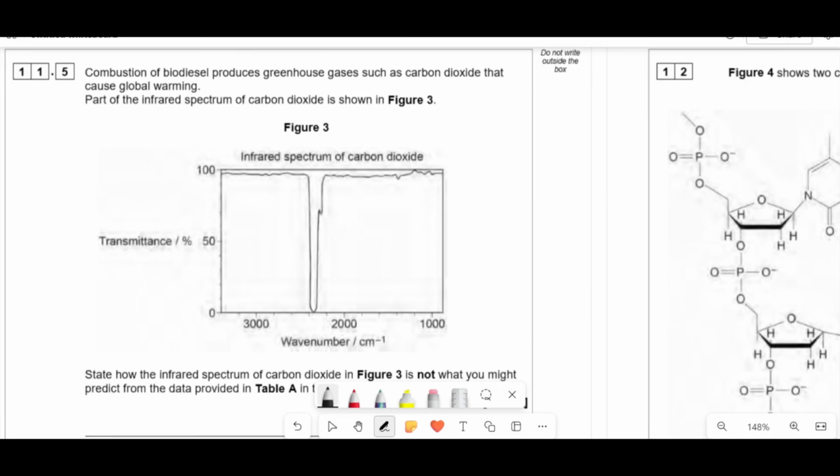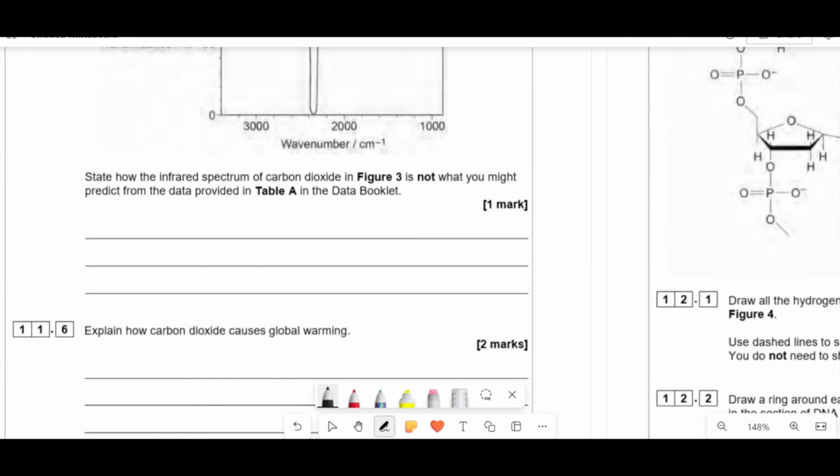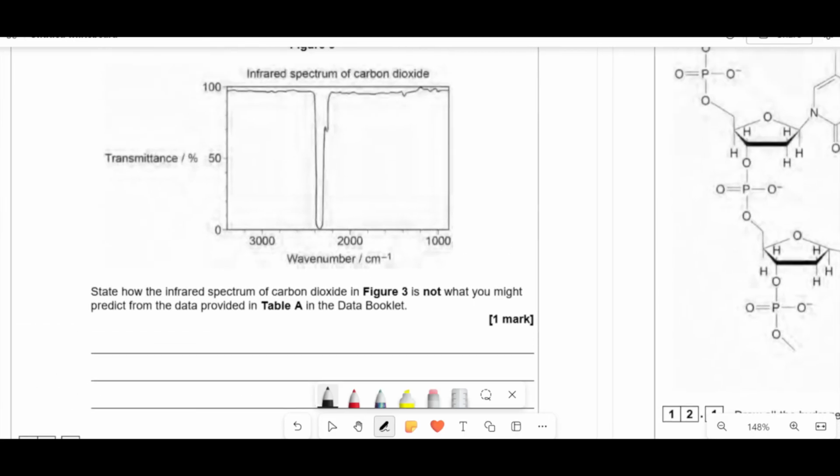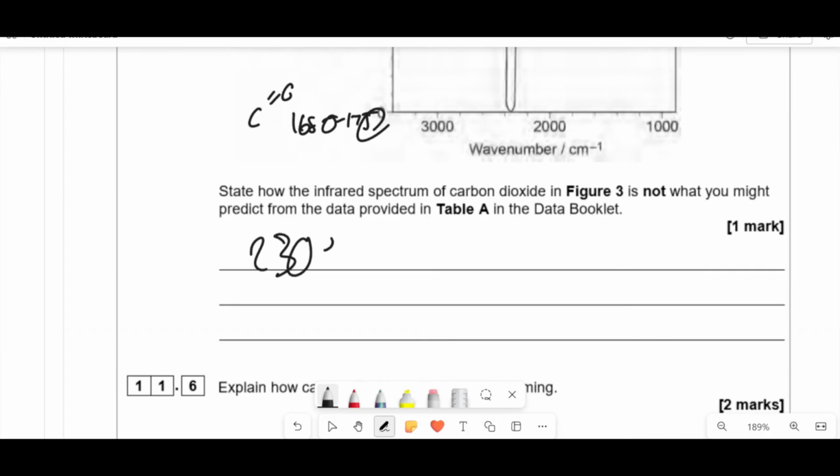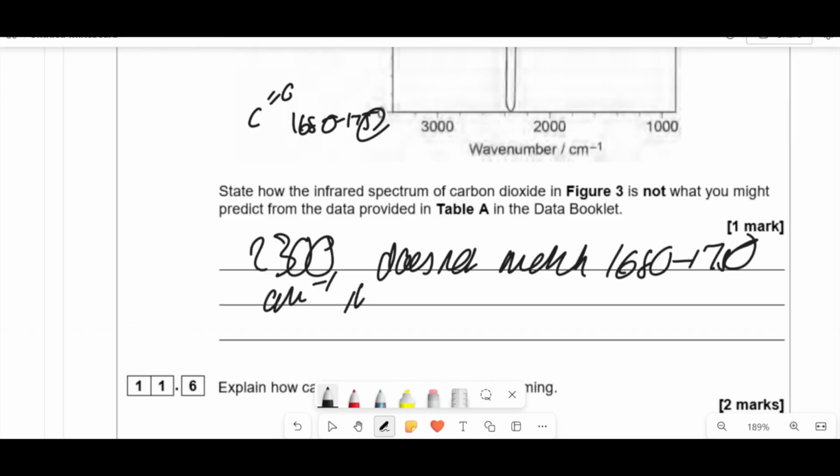So combustion of biodiesel produces greenhouse gases such as carbon dioxide that cause global warming. Part of the IR spectrum for CO2 is shown. State how the IR spectrum is not what you might predict from the data table in A. So you would look at the data book. I've not copied it in A because it's just too much work, can't lie. But the data table says that it should be 1680 to 1750, but here that's not matching it, is it really? So you just say that the peak at around 2300 does not match the 1680 to 1750 cm-1 in the data booklet, because that's for C double bond O in aldehydes and ketones and stuff.